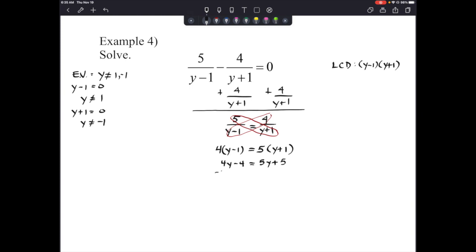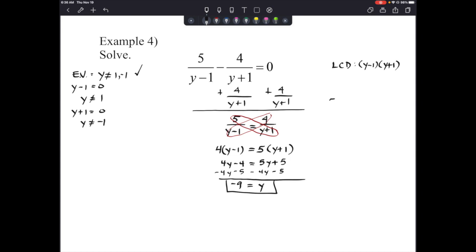So we'll subtract our 4y, subtract our 5, and we have here that negative 9 is equal to y. Okay, so good thing for us here is it does not fall into our excluded values category. And so, if y equals negative 9, we should be able to plug it in and check it.